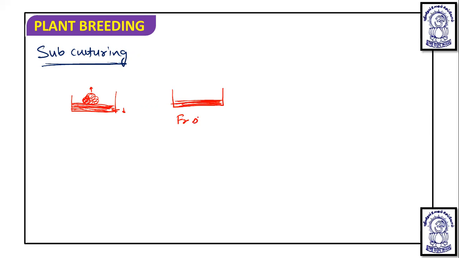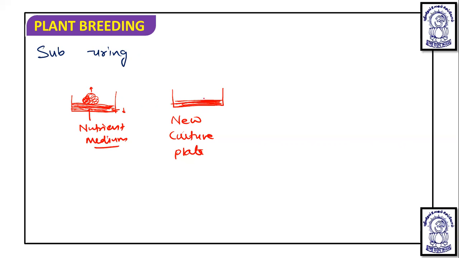A fresh new culture plate we will take, and this new culture plate has a nutrient medium which is similar to this. So the nutrient medium in both the plates is the same. Now we cut a piece of segment from here and put it here. So now it will start developing and it will form a new callus.